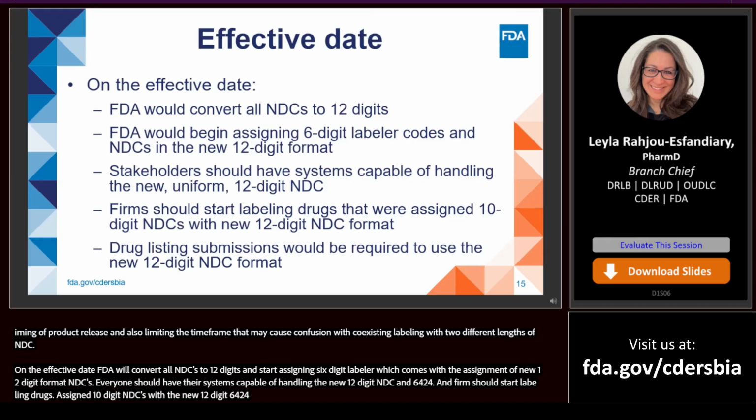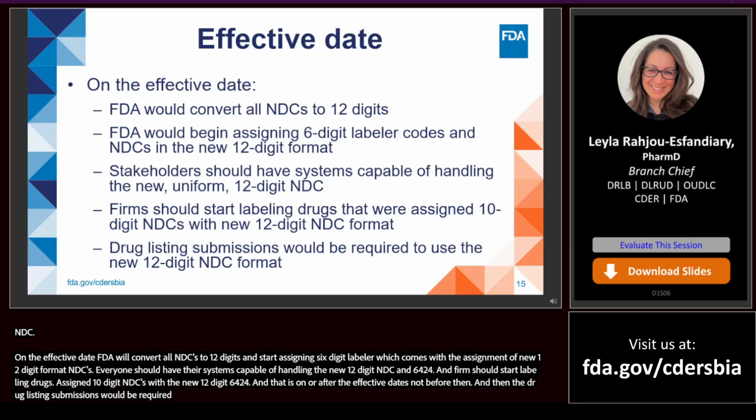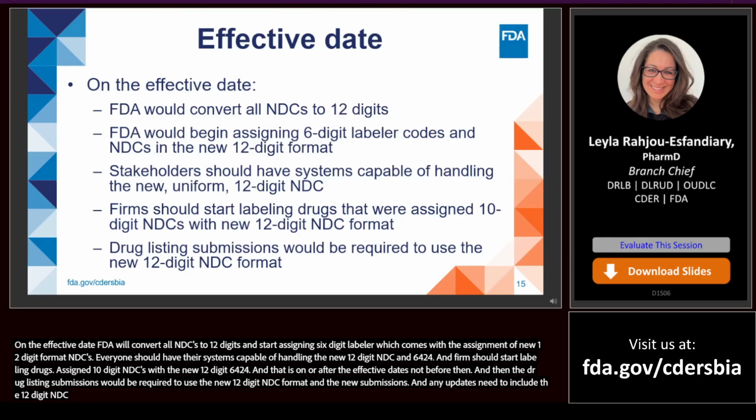And then the drug listing submissions would be required to also use the new 12-digit NDC format in the new submissions, and any updates need to also include the 12-digit NDC in the SPL and in the labeling after the effective date.